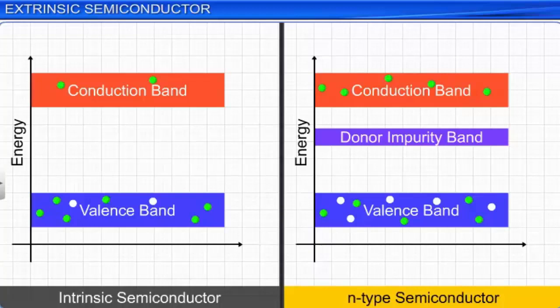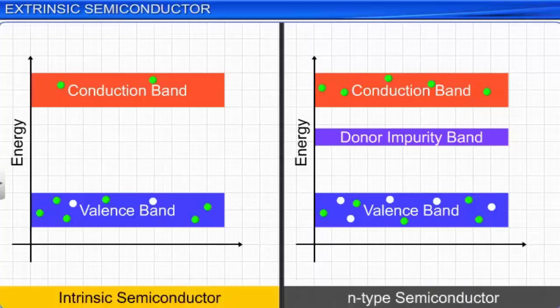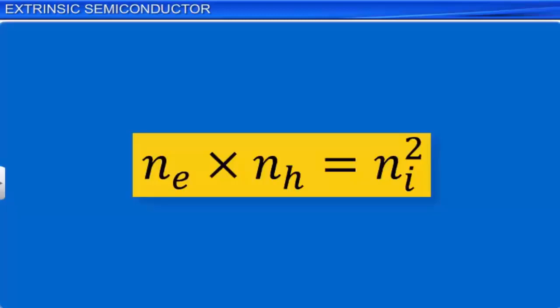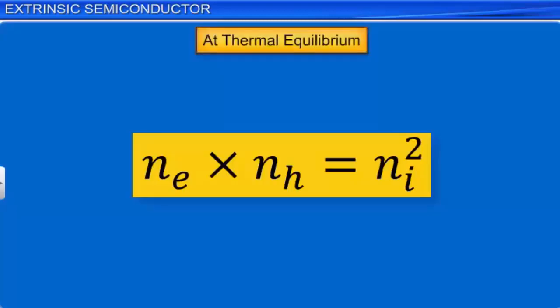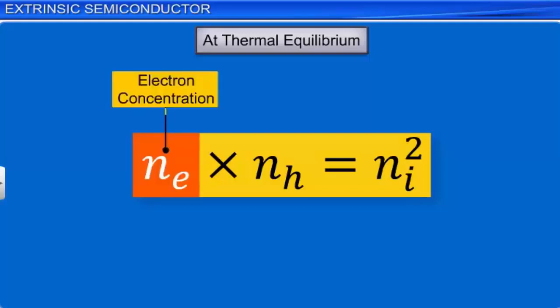It can be shown that at thermal equilibrium, Ne times Nh is equal to Ni squared. Here, Ne, Nh and Ni denote the concentration of electrons, holes, and intrinsic carriers respectively. You will learn about the details of the equation at higher classes.